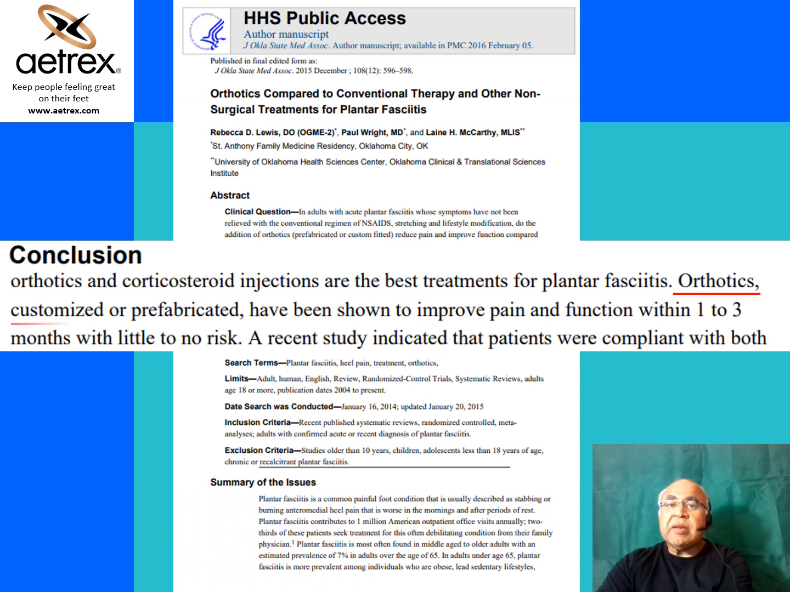Let me quote from an interesting review by Lewis and co-workers. They state, orthotics, customized or prefabricated, have been shown to improve pain and function within 1 to 3 months with little or no risk.